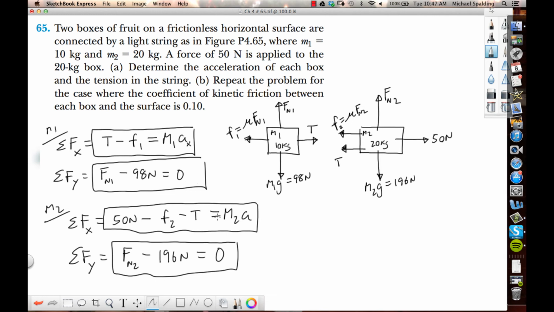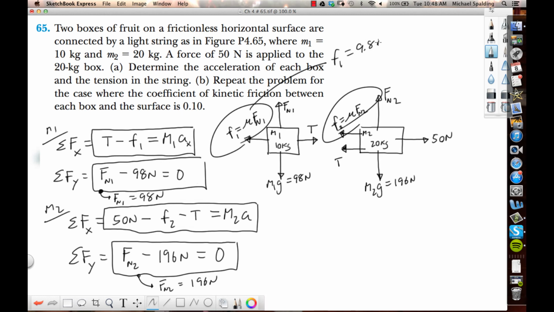So let's figure out what these frictions are. What's friction 1 and what's friction 2? Before we find friction 1, what do we have to get? Normal force 1. Fn1 is equal to 98. What is normal force 2? 196. The coefficient for both objects is 0.1. So friction 1 is 9.8, and friction 2 is 19.6. Now we can plug those into our equations.